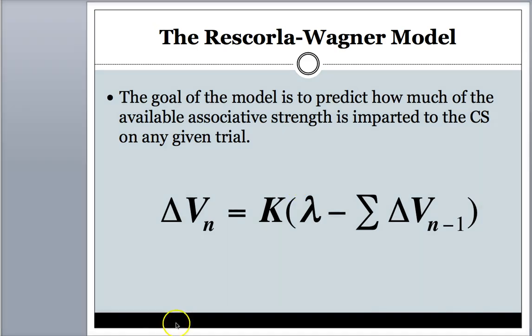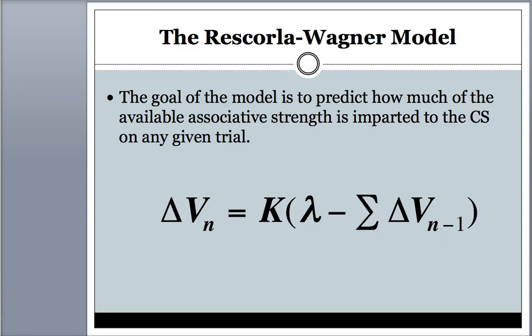Now we have this last piece here. In this component is what we call the what's left to learn part of the equation. So you're going to learn a percentage of what's left to learn. And what's left to learn is the combination of your lambda, which is always 100%, so we're going to call this 100%, minus this piece here, which is what you have already learned.